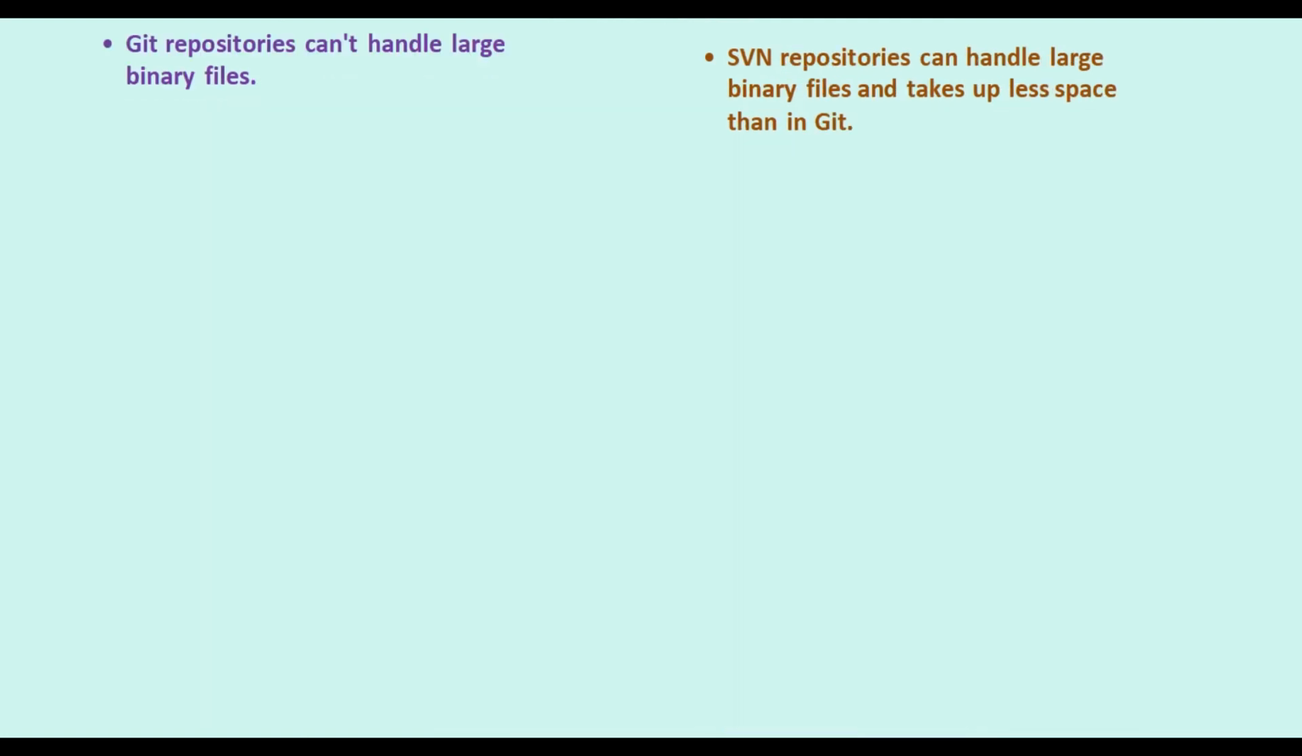On the storage side, Git repositories cannot handle large binary files, whereas SVN repositories can handle large binary files, and also it takes up much lesser space than in Git.